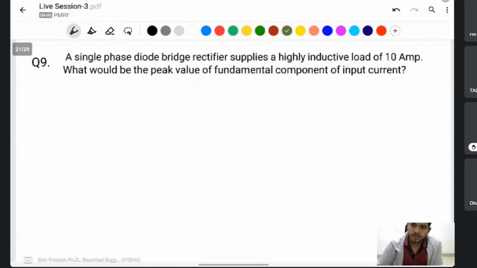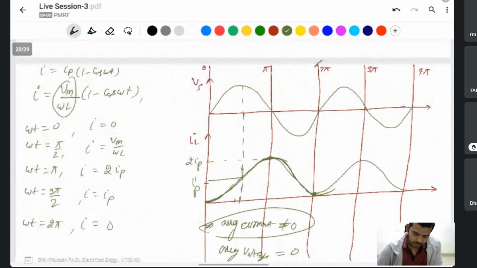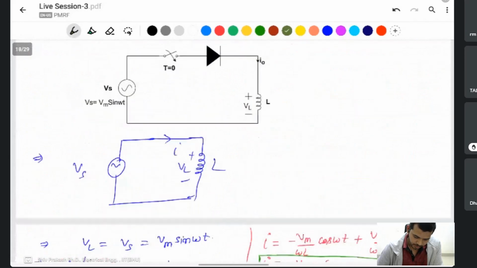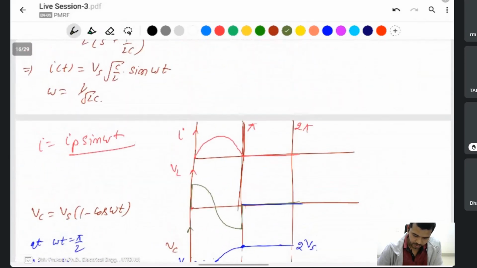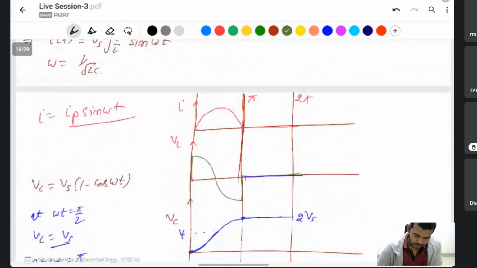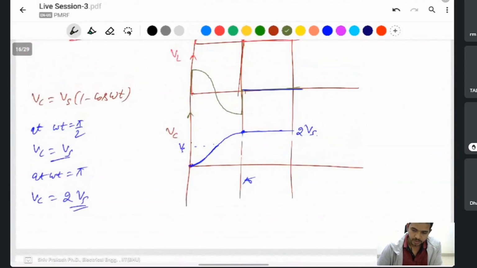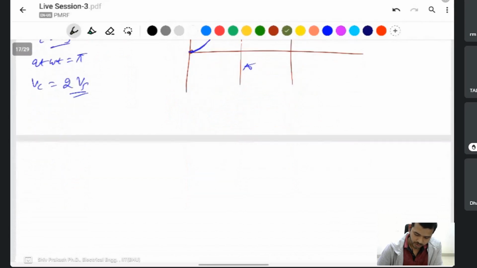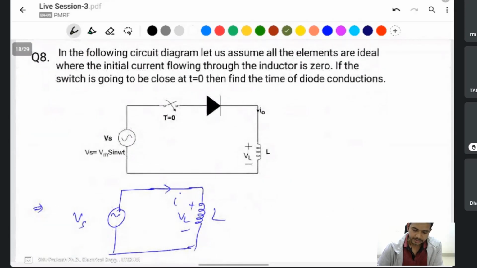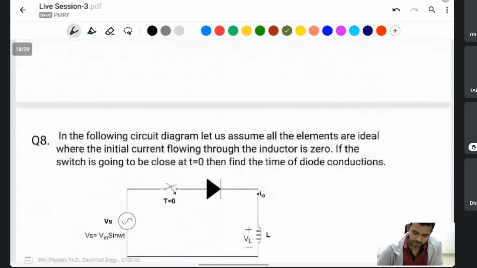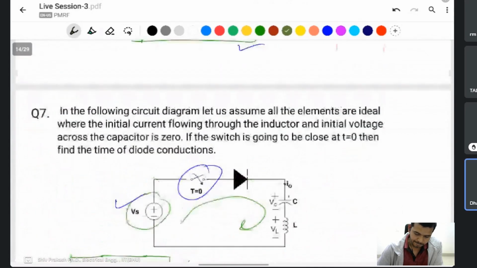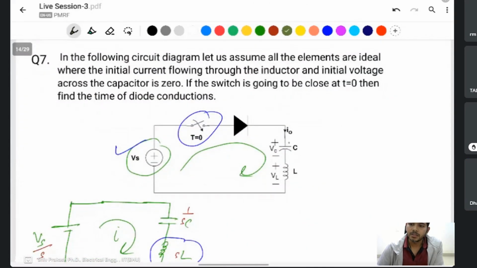Sir, could you please go to the 7th problem once again? The 7th and 8th. Here I want to know the excitation voltage, the nature of the excitation. The 7th is a DC voltage. DC voltage applied to the LC circuit.